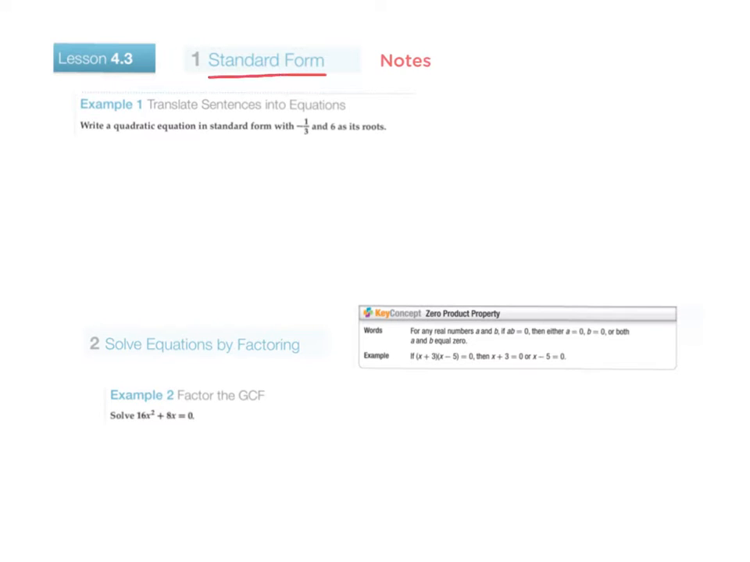So we're going to write a quadratic in standard form, which is ax squared plus bx plus c, and it equals 0. So we have an a, we have a b, we have a c. None of them can be fractions, and they correspond. So we need to write a quadratic equation in standard form, and we know the answers are these two.